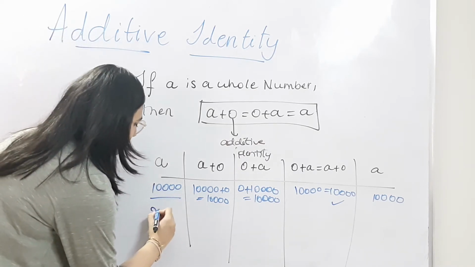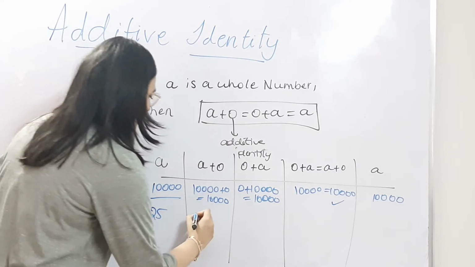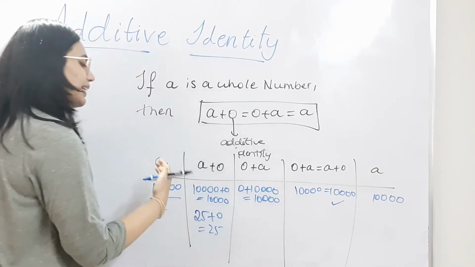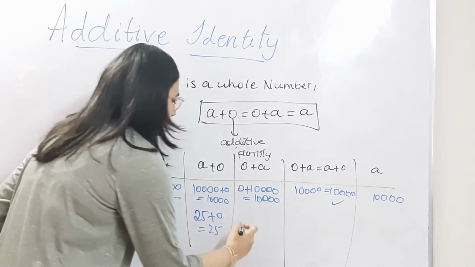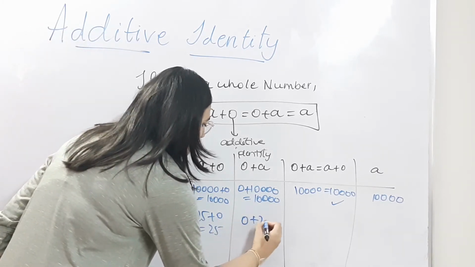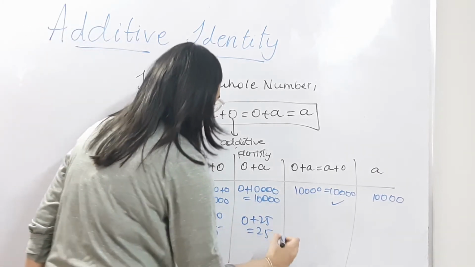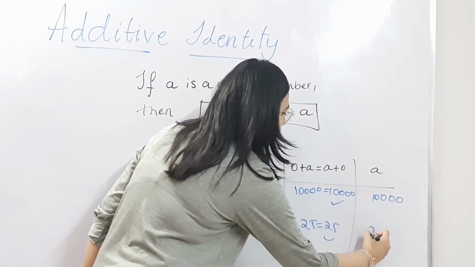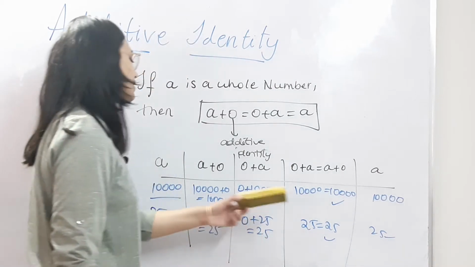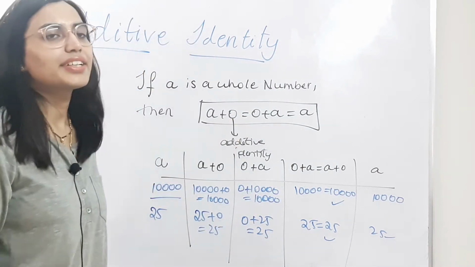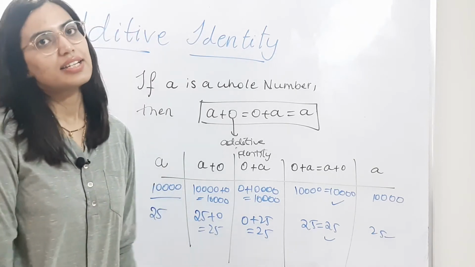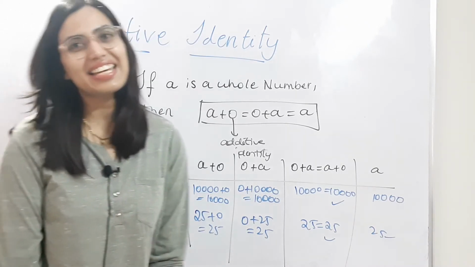One more. 25, very easy one. 25 plus 0 is 25. Any number when added to 0 is always that number. 0 plus 25 is nothing but 25. So 25 is equal to 25. So the answer is 25. So this proves that the additive identity of a number, 0, when added to a whole number, is still the same number. Now let's see multiplicative.